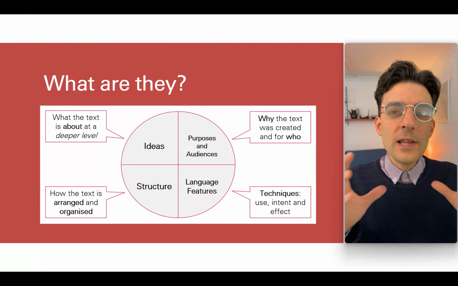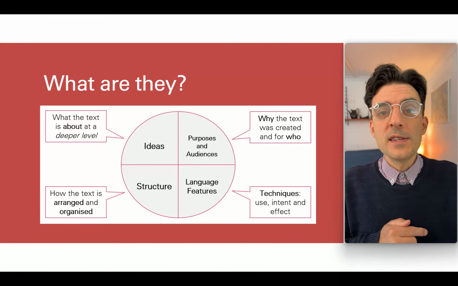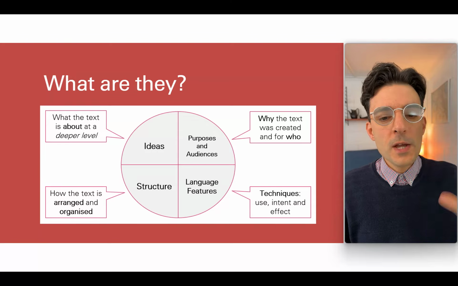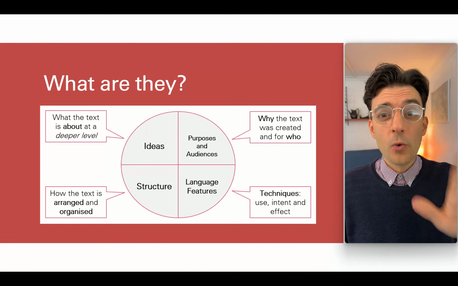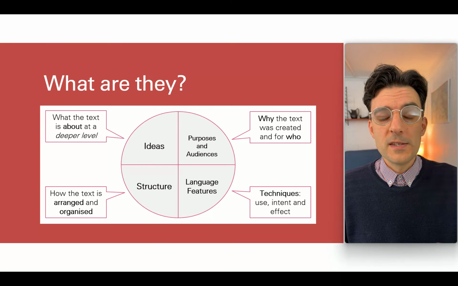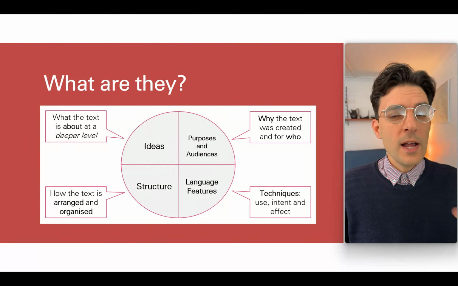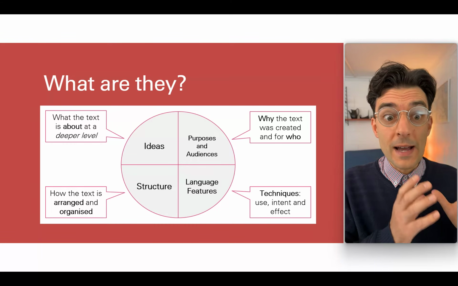Okay, so let's just start with the most popular one in the top left, which is ideas, and we'll go around clockwise, and I'll just give you a very brief overview of the 4. So the first one is ideas. 99.9% of you are talking about ideas as soon as you put pen to paper. Ideas are what a text is about at a deeper level. It's often fundamental to an exam question, for instance, that you talk about ideas.